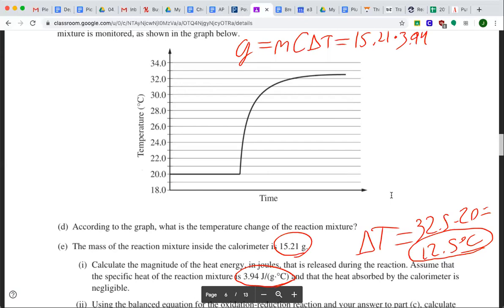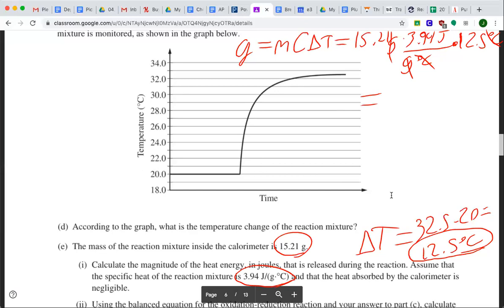And let's get the units there. So 15.21 grams times 3.94 joules per gram degrees Celsius times finally 12.5 degrees Celsius. That's our delta T. We see that the grams cancel out and the degrees Celsius cancel out, and what you wind up with is this number. So let me go ahead and punch in the calculation.